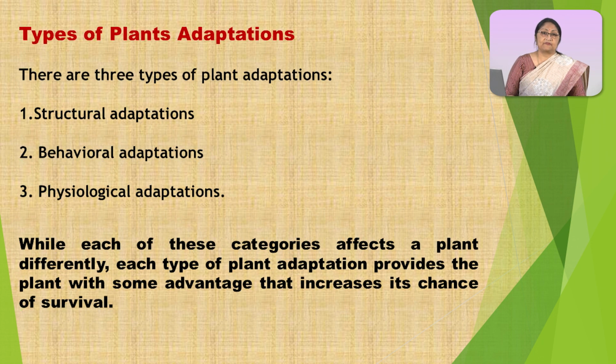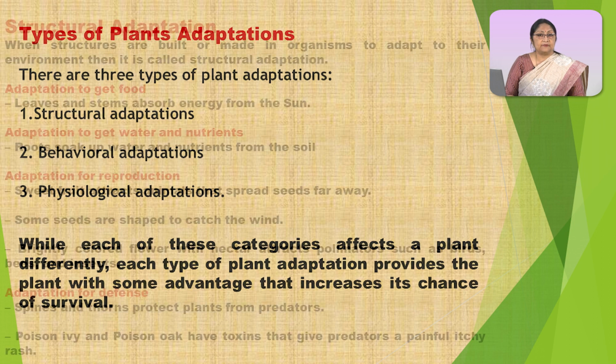There are three types of adaptations. First is the structural adaptation, second the behavioral adaptation, and third the physiological adaptation. Each type of plant adaptation provides the plant with some advantage that increases its chances of survival.